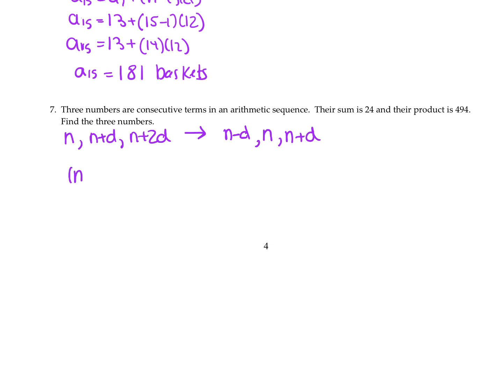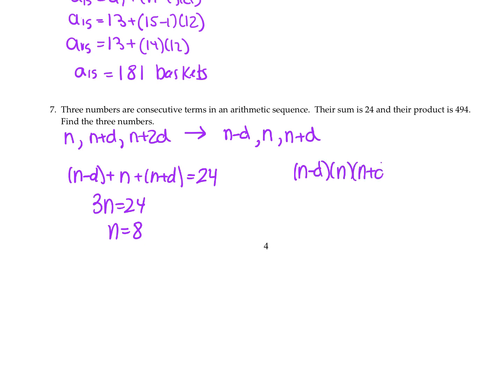So I know that n minus d plus n plus n plus d is equal to 24. So that means 3n would equal 24. So that means n would equal 8. Now I know that n minus d times n plus d would equal, oh sorry, not 24, 494. That's the product.